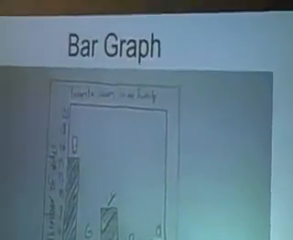Bar graphs are used to compare information. So if you want to make a good bar graph, you can use some of this information. First, all bar graphs need to have a title. So in my bar graph, I used favorite colors in my family.